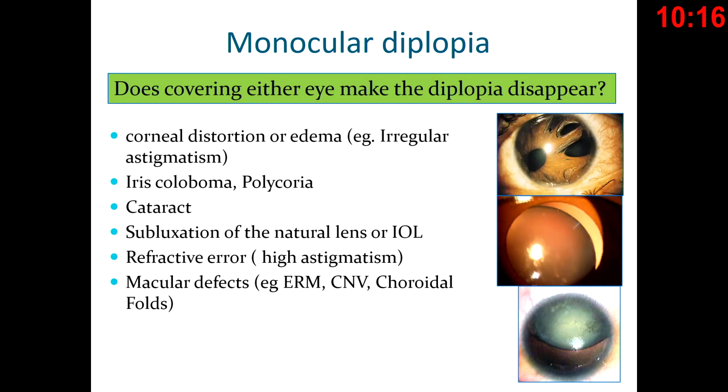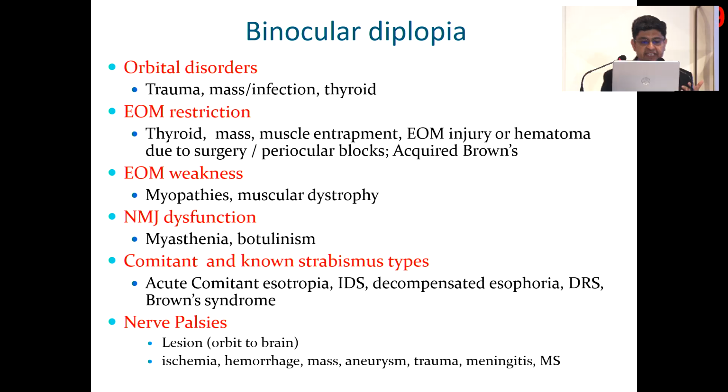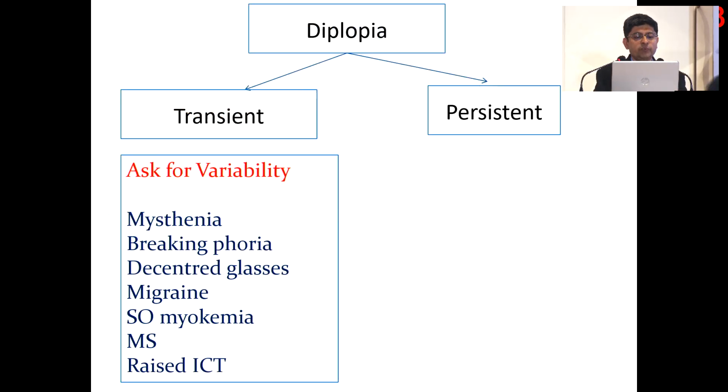There are a whole lot of causes for monocular diplopia that need to be identified by a good clinical exam of the eye. Once you know it's binocular diplopia, there are a whole lot of various causes, and of course we'll be discussing those in the various presentations. Based on the presentations, we'll be able to divide them into various conditions. So I'll just start off with the overview.